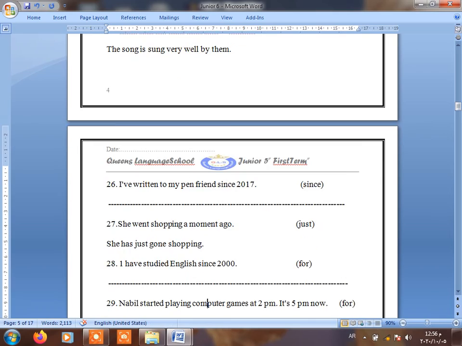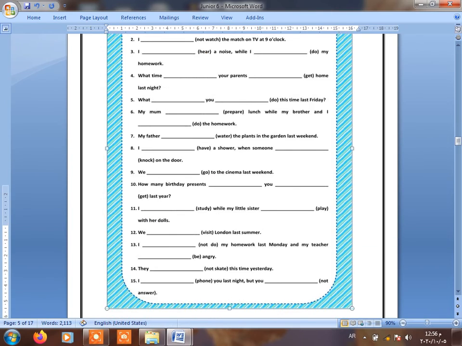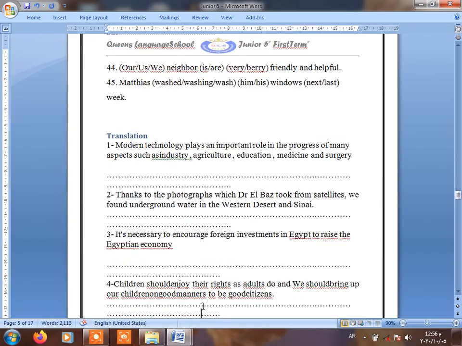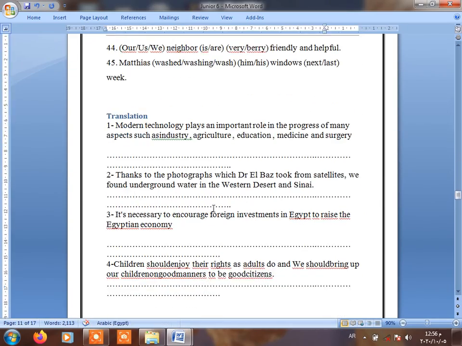Okay, now let's answer a translation text. Okay, and here we go. Start with answer number 2. So, thanks to the photographs which Dr. Elbaz took from satellites, we found underground water in the Western Desert and Sinai. Okay, so here, when I translate from English to Arabic, it's preferable to start the sentence with the verb. Okay, so here, thanks to photographs which Dr. Elbaz took from satellites, it will be like that.